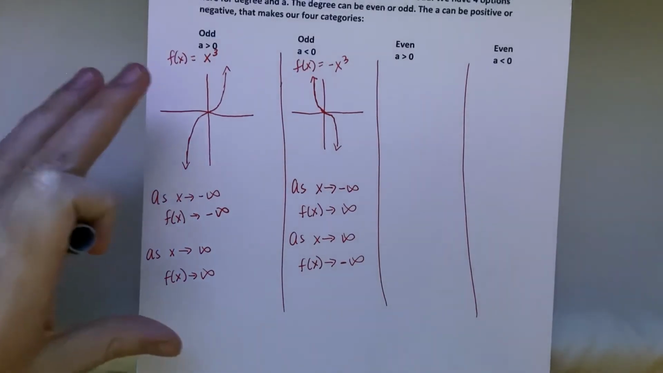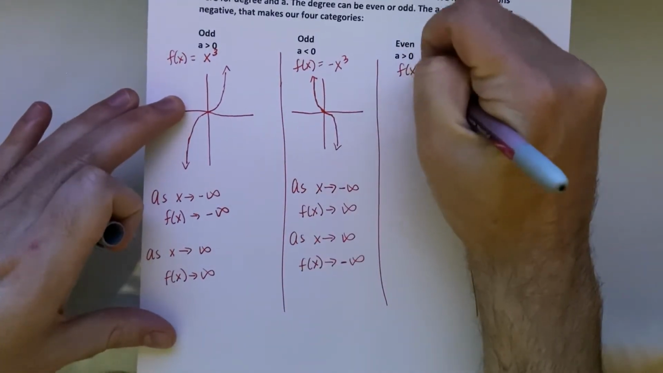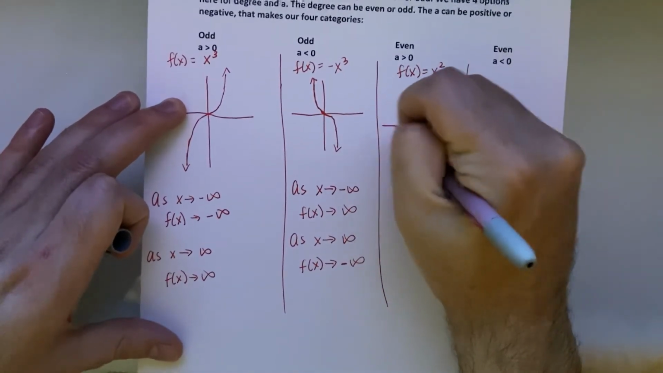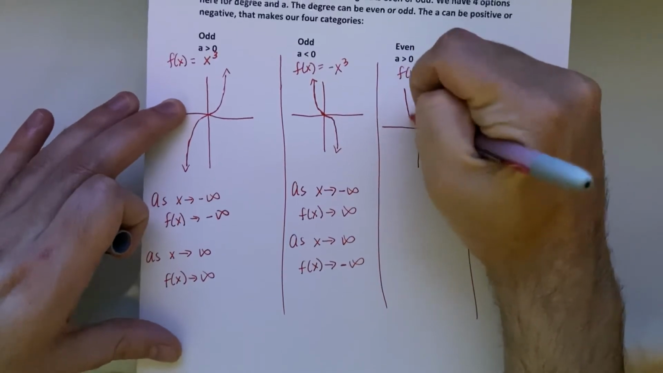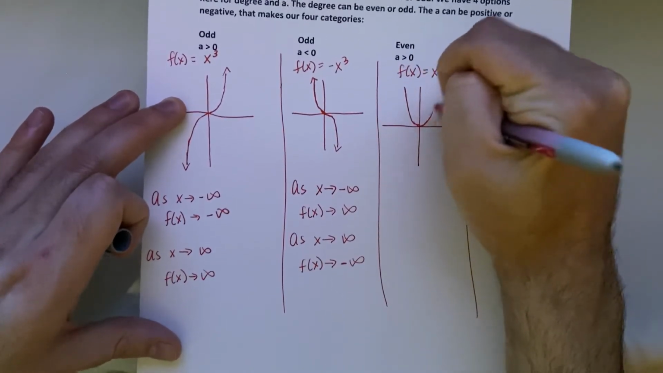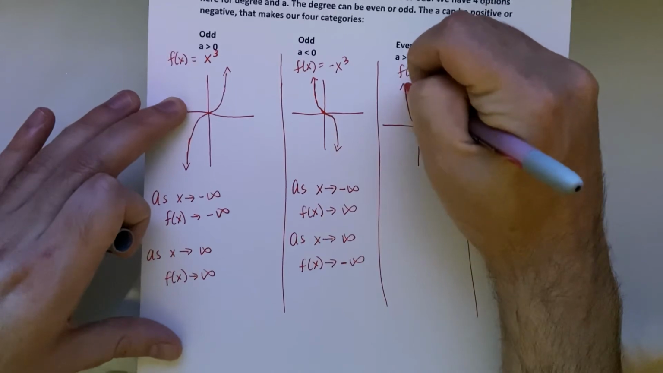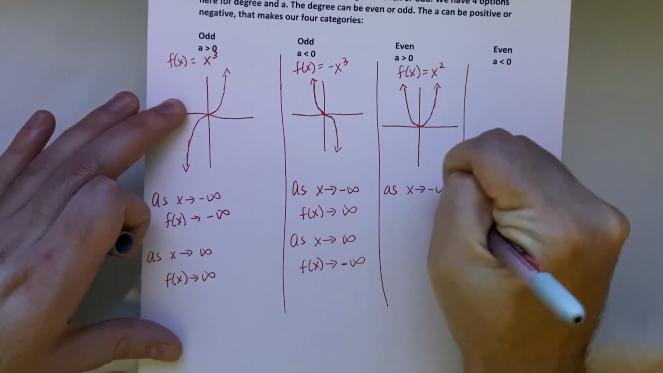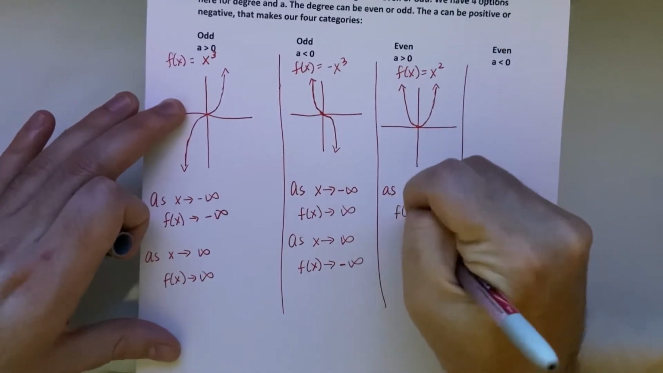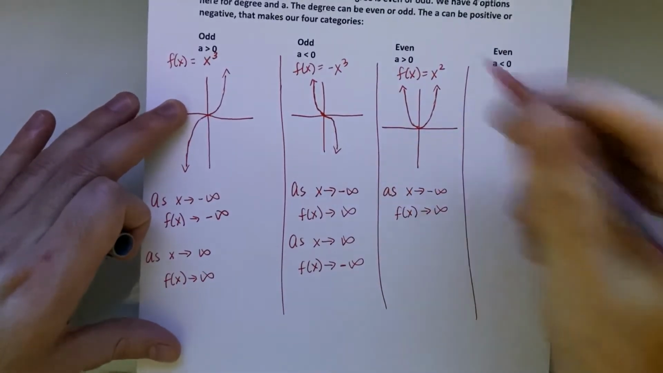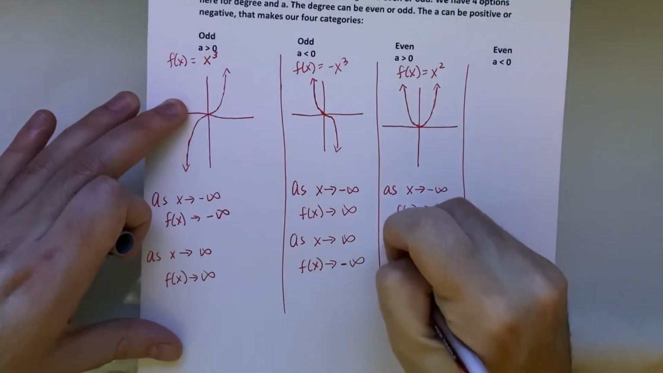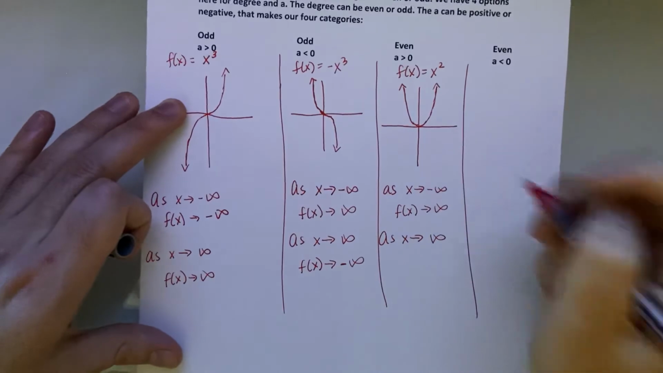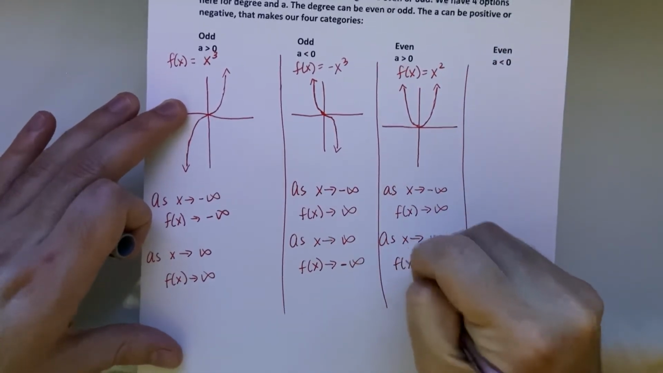And what about if the exponent is even? The basic function for even powers is f of x equals x squared. We know this to be the parabola. Anything squared is non-negative, which means what's happening on the left? As x goes to negative infinity, f of x is going to positive infinity because it's going up on both sides. So as x is going to positive infinity, the right side, f of x is still also going to positive infinity.